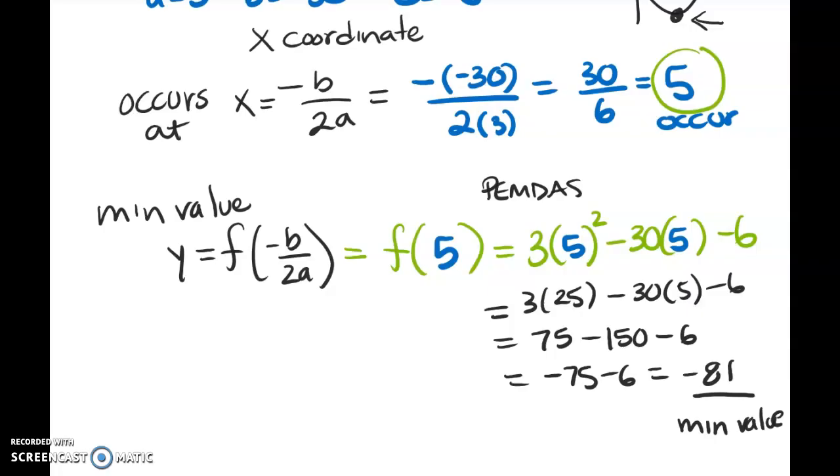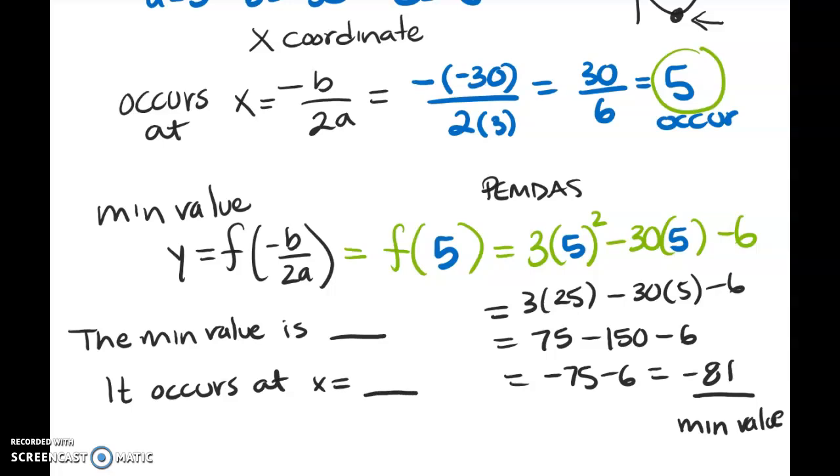So in the MyLab Math, it will say the minimum value is, and it leaves a blank. And then it says it occurs at x equals blank. So the minimum value is, you're going to put in here the y value. And the y value of the vertex would be negative 81. And then where it occurs would be at x equals 5.